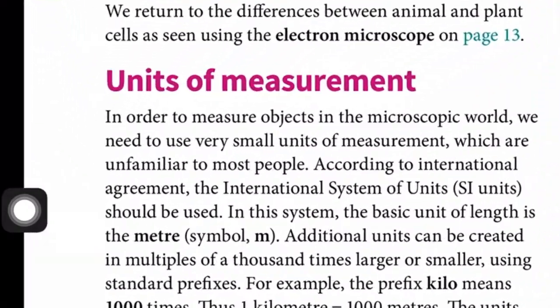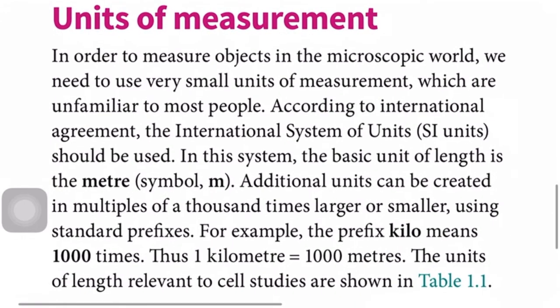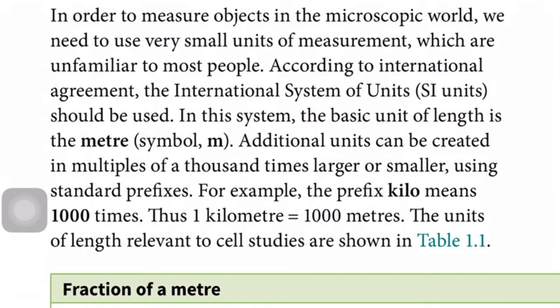Okay, so units of measurement. In order to measure objects in the microscopic world, we need to use very small units of measurement which are unfamiliar to most people. According to the international agreement, the International System of Units, SI units, should be used. In this system, the basic unit of length is the meter. Additional units can also be created in multiples of thousands times larger or smaller using standard prefixes. For example, the prefix kilo means 1000 times, thus 1 kilometer is 1000 meters.